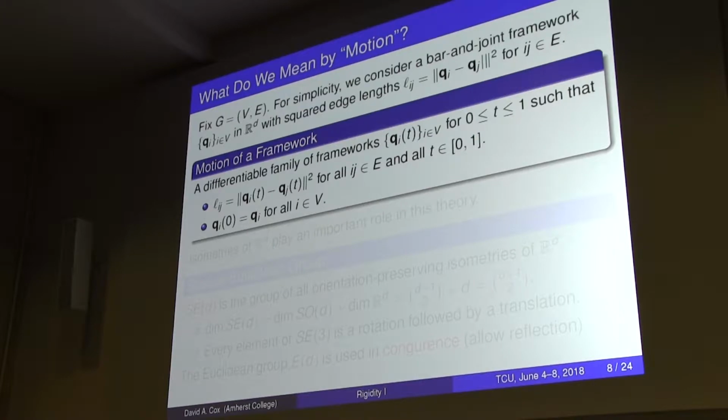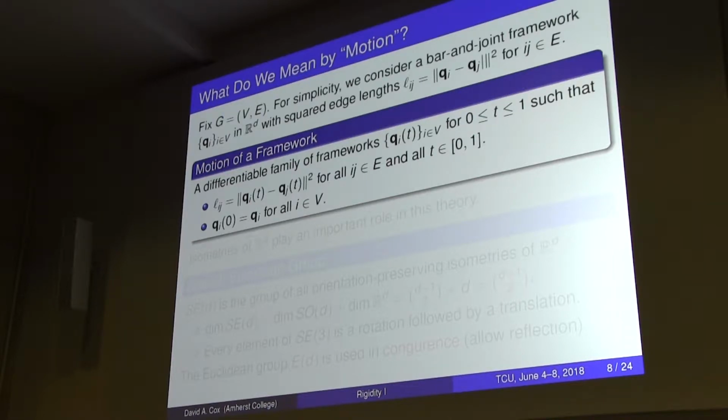But now let me go back to that question that said that we really have to understand what we mean by a motion. And I should say that here's the notation I'm going to use. When I have my graph, it's always going to be vertices and edges. And typically I'll let n be the number of vertices and m be the number of edges. And so the idea is that when I take my bar and joint framework, what it comes with is these points, and then I also know these lengths. Those are the lengths for the edges in the graph. Those are the ones I want to preserve if I move it.